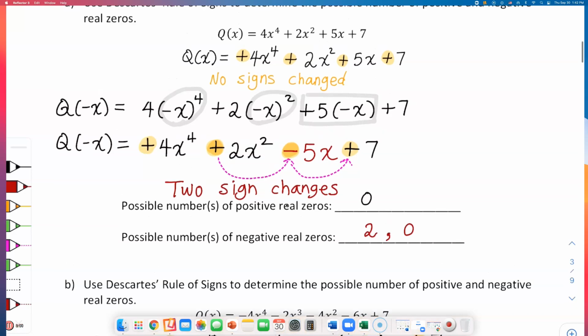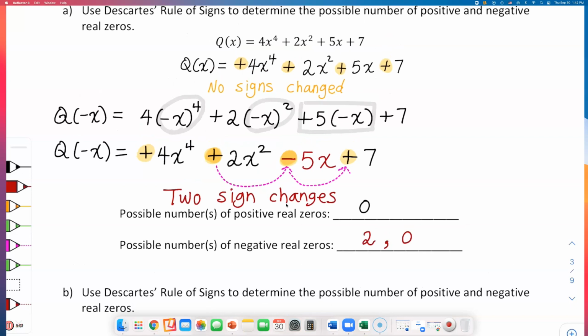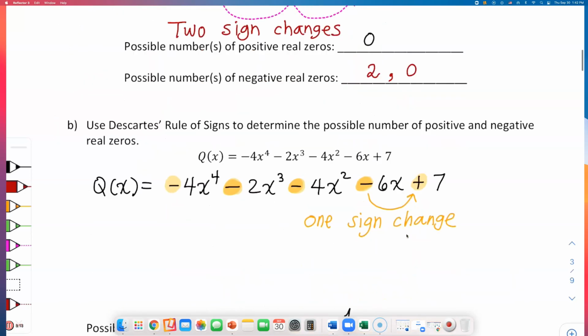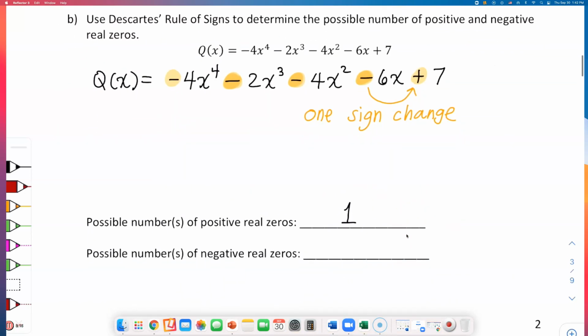Okay, so now if you think about this, it will have a total of 4 zeros, right? What we are saying is maximum of 2 real zeros. So the other 2 must be imaginary. All right, so let's do another one down here. I want to find the possible number of negative real zeros. So plug in negative x first and simplify the signs.